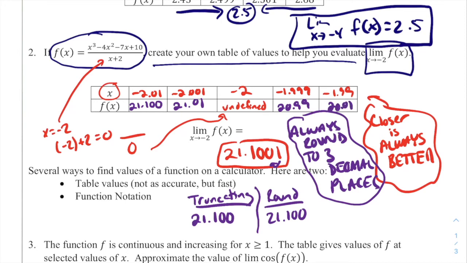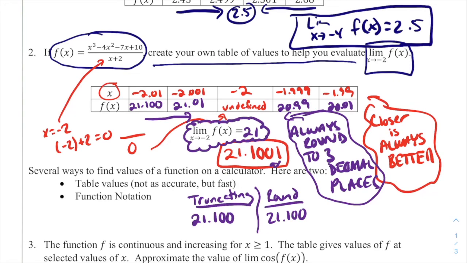Always key when you're making a table or working with calculus, if you're rounding, it must be to 3 decimal places. Now, for our limit, we notice here, from the left, it looks like it's getting closer to 21. From the right, it looks like it's getting closer to 21. So overall, I'm going to say that my final answer for this is that the limit is 21.